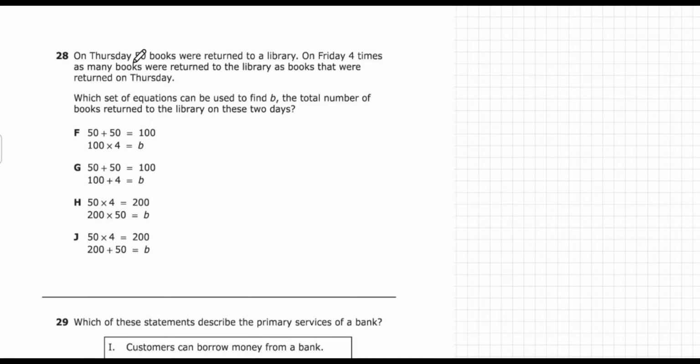Question number 28. On Thursday, 50 books were returned to a library. On Friday, 4 times as many books were returned to the library as books that were returned on Thursday. Which set of equations can be used to find B, the total number of books returned to the library on these 2 days?